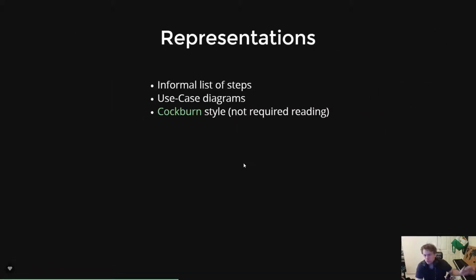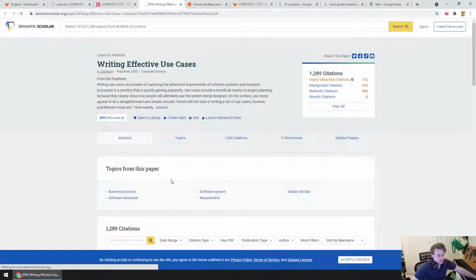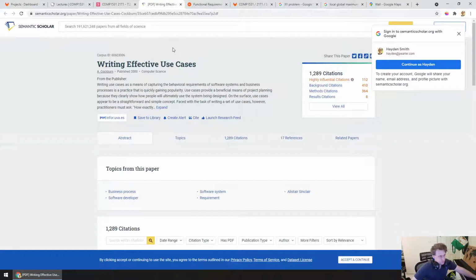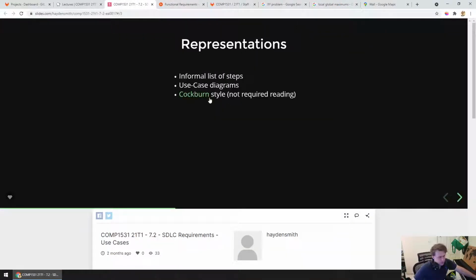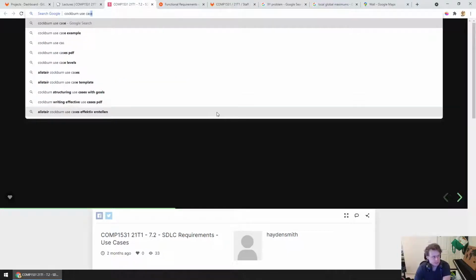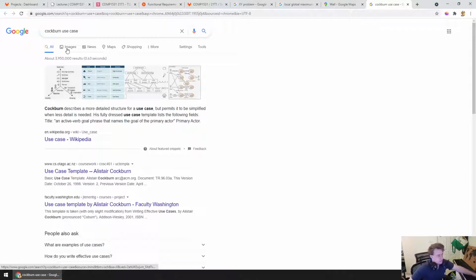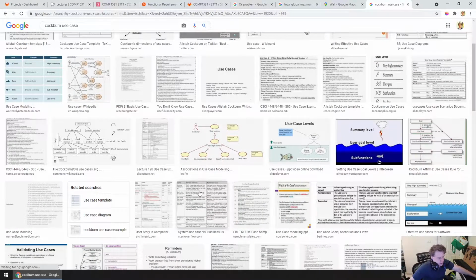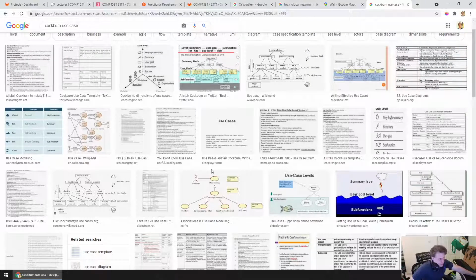So we have a list of steps, we have use case diagrams, there's like tons of different representations. These are not extensive, it's not like there's only three types. This is a book that we share with you, which none of you will read, but we share it because that's what we do. There's like a Cockburn style of use case diagrams, and there's just so many different ways to describe these again.